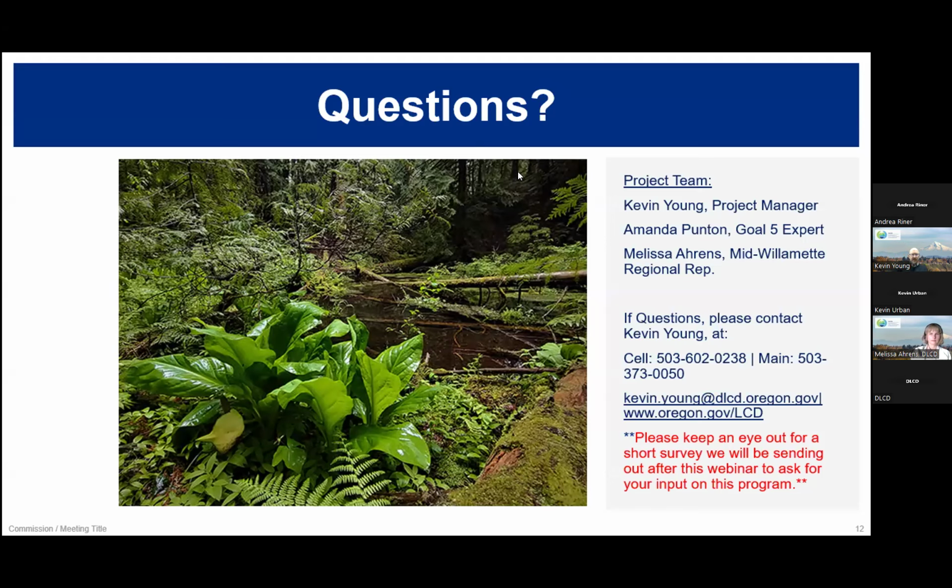Should we start at the top of the chats? Sure. Okay. All right. Is that our first question there on the screen? Oh, okay. So, question from Kevin Urban: could it be used to determine what could be enhanced to allow for more fill for construction area? Is that a question for you, Amanda?